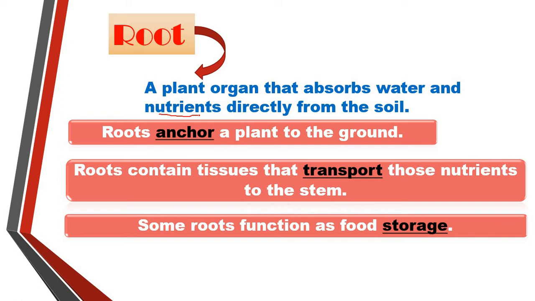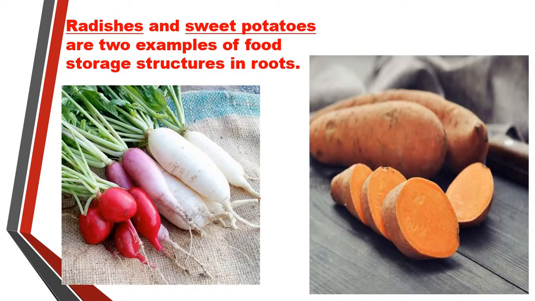What are the main functions of root? Its main function is to anchor the plant to the ground, and to transport nutrients from the soil to the stem. Also, some roots can act as food storage place for the plant. These are examples of root plants: radishes and sweet potato. They act as a food storage structure.